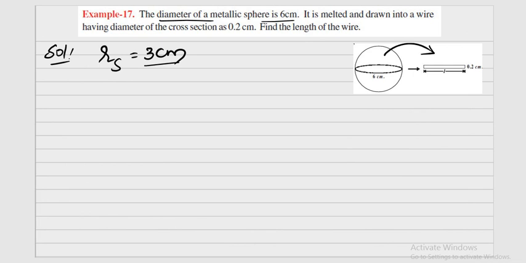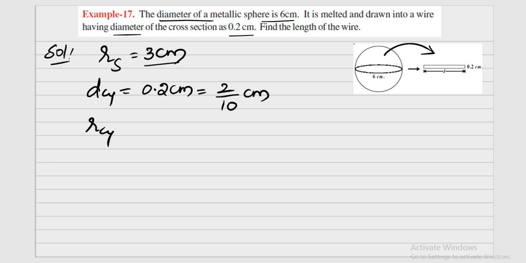Already we know the wire will be in the shape of a cylinder, right? Here he has given the diameter of the cross section, so the diameter of the cylinder is given as 0.2 centimeters. I can write 0.2 centimeters as 2 by 10 centimeters. From this, I can write the radius of the cylinder is equal to 1 by 10 centimeter. So we got the dimensions, right? Now what is he asking? Find the length of the wire.